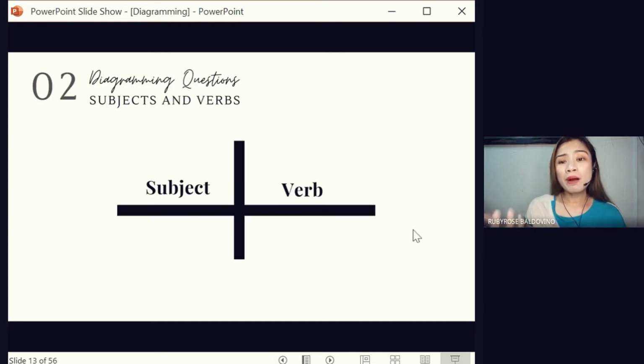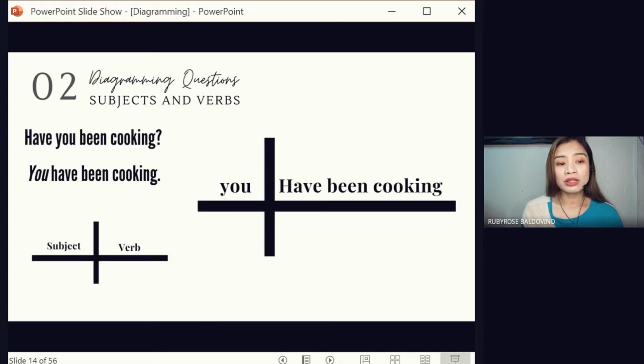Okay? Now, how about diagramming questions? When we encounter questions, we just have to remember the same concept. The subject is on the left and the verb is on the right. Meaning to say, you have to be able to identify which is the subject in the question and which is the verb. Let's take a look at one example. For example, the sentence, have you been cooking? Now you have to identify which is the subject and which is the verb. Here, the subject is you and the verb is have been cooking.